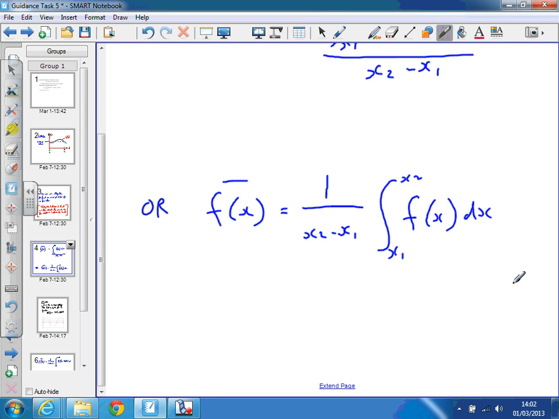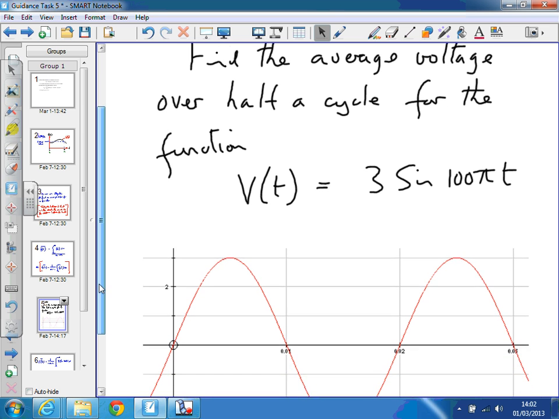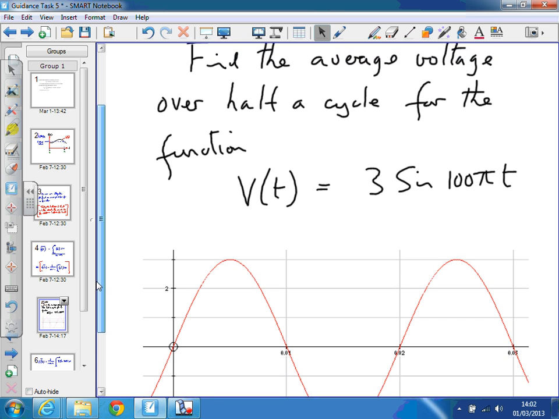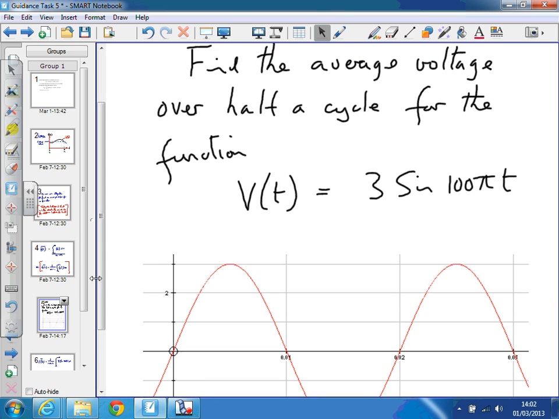So let's apply this formula. This is the formula that you need to use to find the average value of any function. And let's look at an example where we find the average value of a wave function like this: V(t) equals 3 sine 100 pi t. So we want to find the average value over half a cycle.